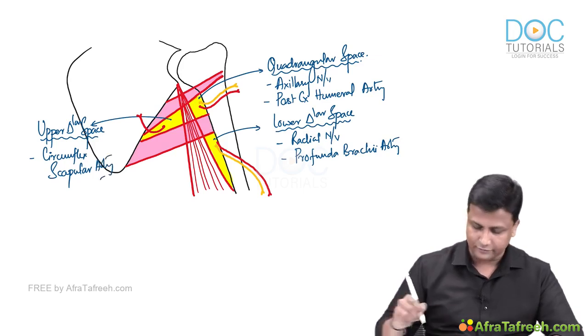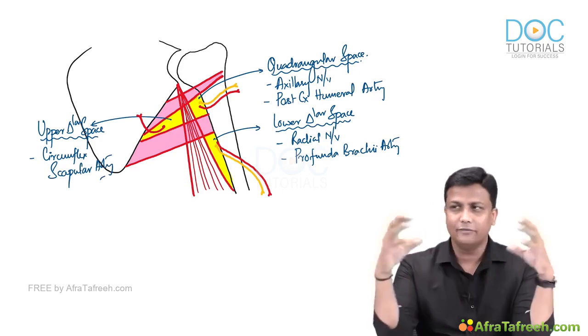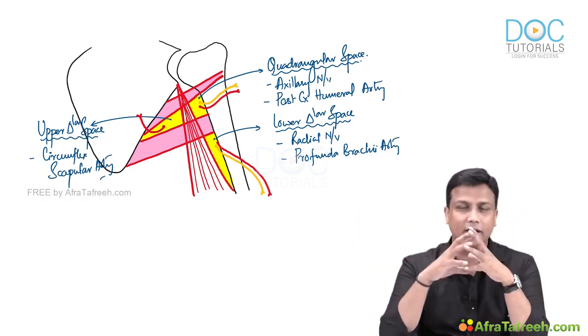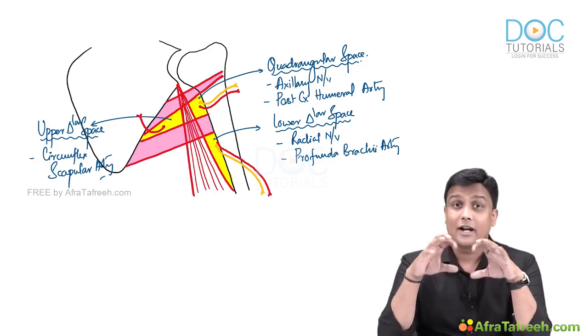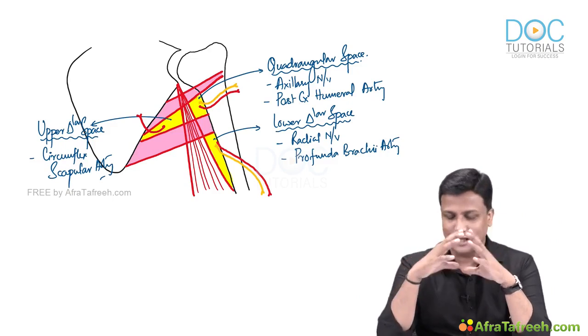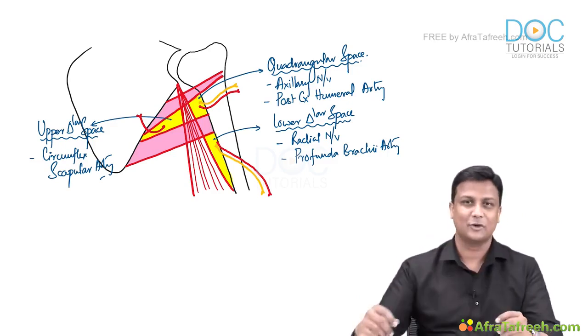Circumflex scapular artery will be the content of the upper triangular space. That's all. So, in one diagram, we have condensed all the 3 triangles, I mean to say all the 3 intermuscular spaces, and what is the content of each, and the boundaries are automatically made easy, guys. So, this is the best way to learn about the intermuscular spaces. That's all. We'll move towards the next topic now.